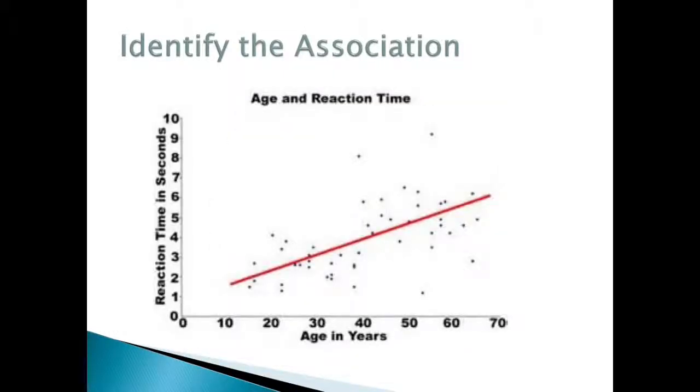For our next example, we have the age of a participant and the reaction time in seconds for that participant. Looking at the line that's already been drawn, it is increasing, meaning that we have a positive association. So then our statement to explain the trend would then be, as the age increases for the participant, their reaction time is also going to increase, which means that they're going to have a slower reaction time.